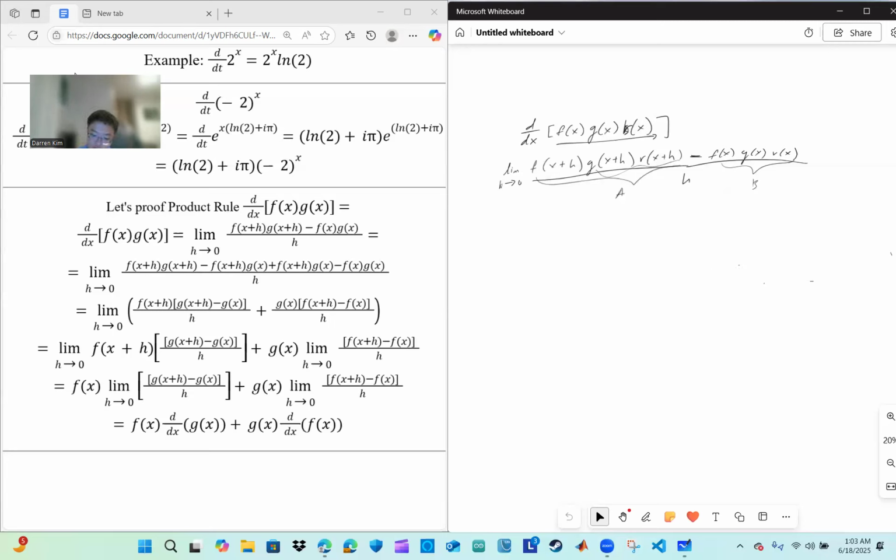So let's say this is f(x+h), g(x+h), and r(x+h) for simplicity, minus f g r, divided by h. There's a limit over here, but we won't write that anymore. This is annoying the hell out of me. Then we get over here f(x), g(x), r(x). We can add and subtract all the time, so we're going to use that strategy over here.